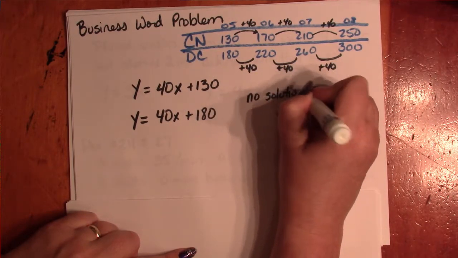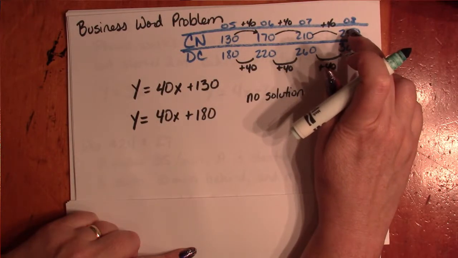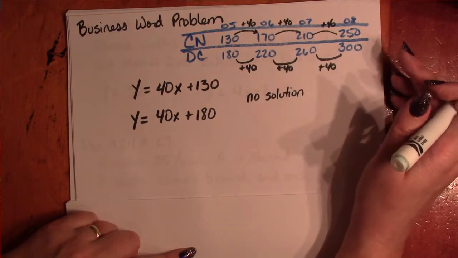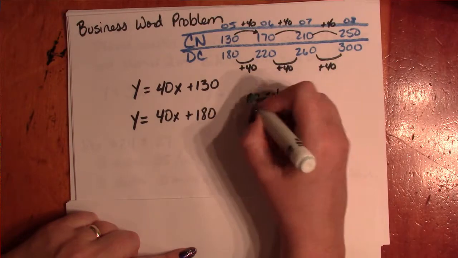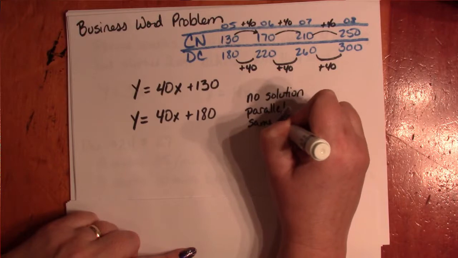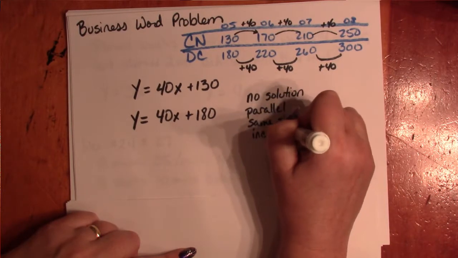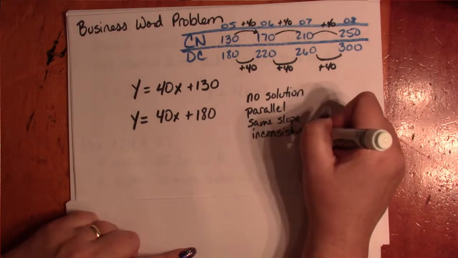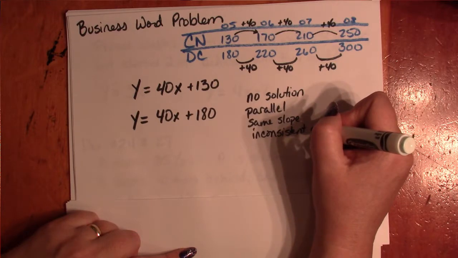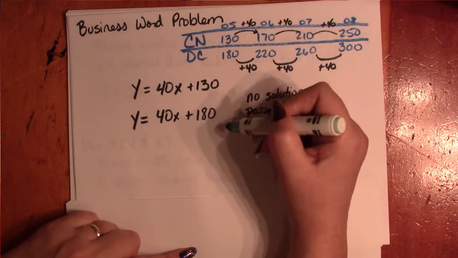They will never meet. These guys are always going to have sales that are less than these guys by the same amount. Mathematically, these are parallel lines because they have the same slope, and this is an inconsistent system. And the answer to the question, if the pattern continues, will they ever be equal? And please explain. This helps you explain that they will never be equal.